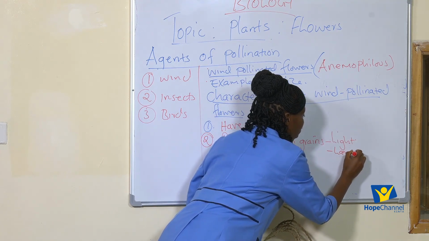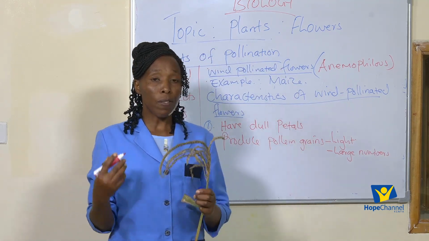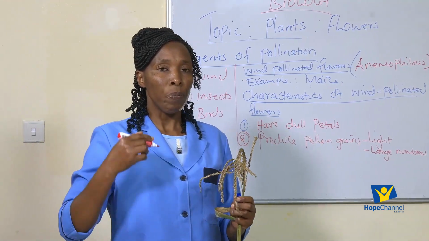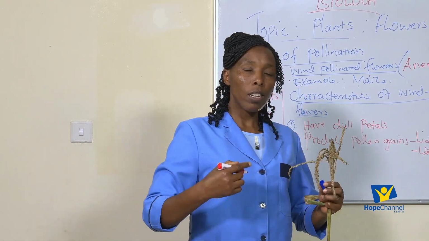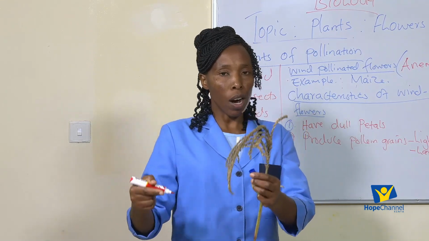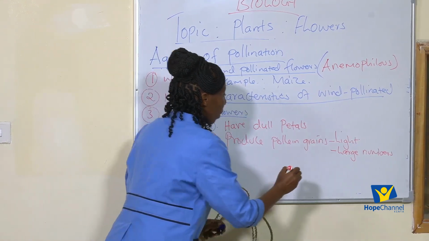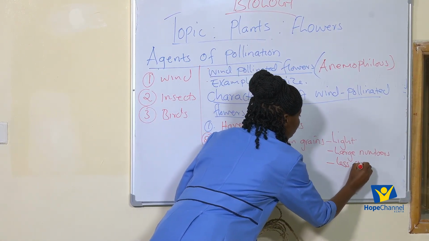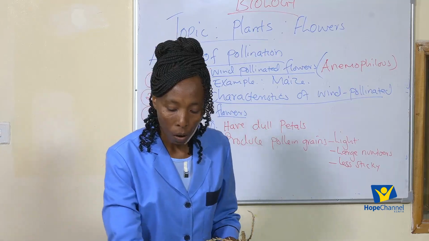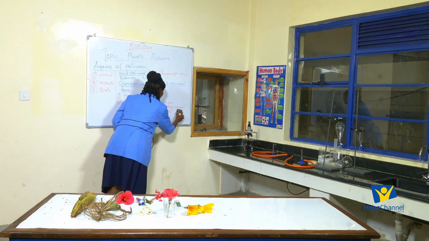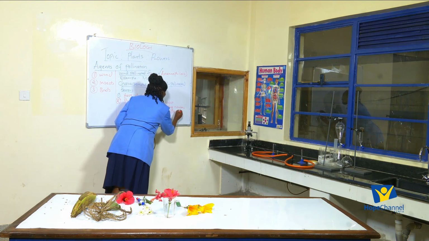So they are produced in large numbers. Why are they produced in large numbers? We have said they are produced in large numbers to increase the chances of pollination. We said it is through pollination that we expect to have fertilization. So these pollen grains are not sticky. They are less sticky, or they are not sticky.